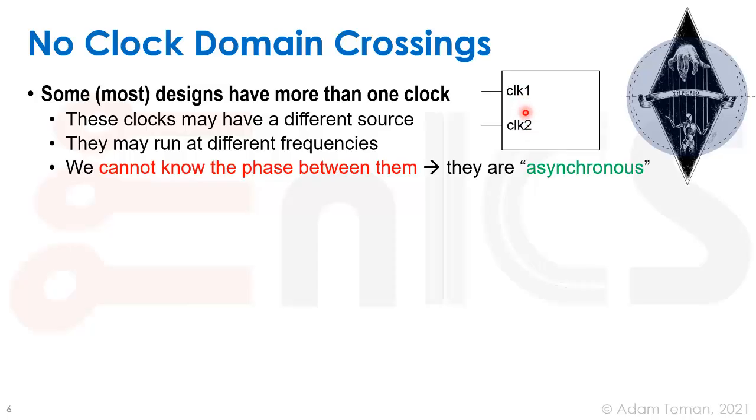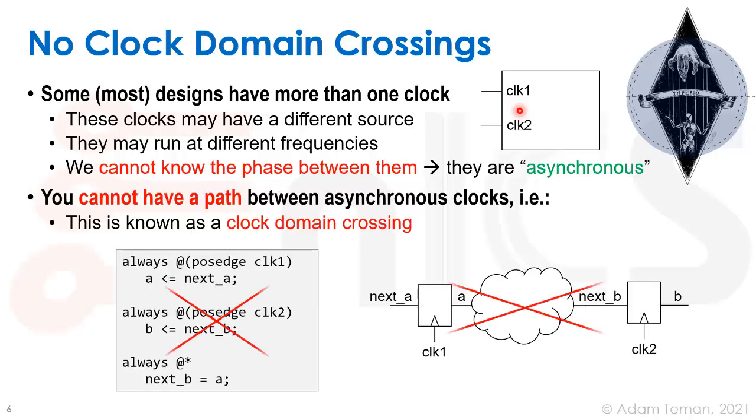With asynchronous paths, we will always have to assume that there's a worst-case phase. That means the launching edge came, and then just a picosecond later, the capture edge rose. We have to assume that, and therefore we cannot pass data between two different clocks without special approaches that we call clock domain crossing. So what you're never going to do is something like this.